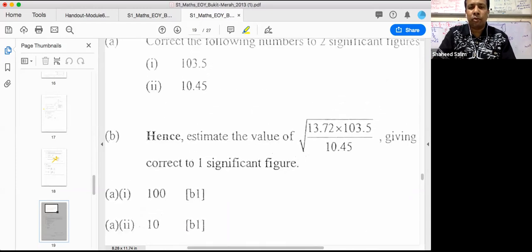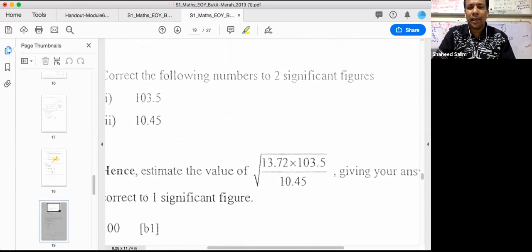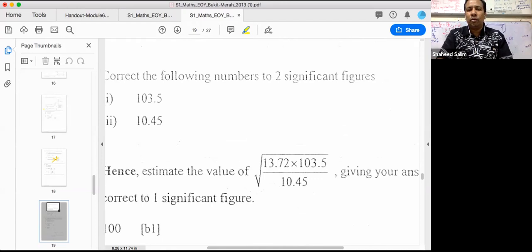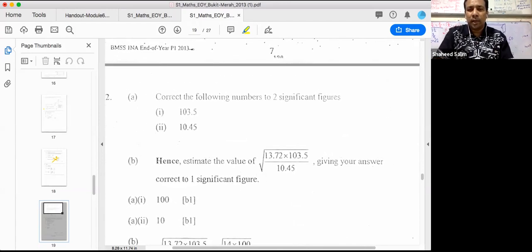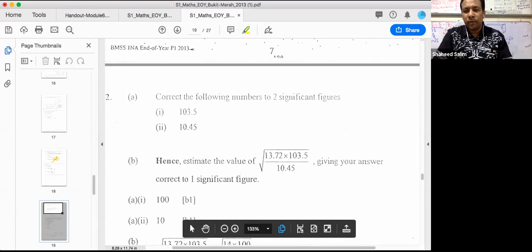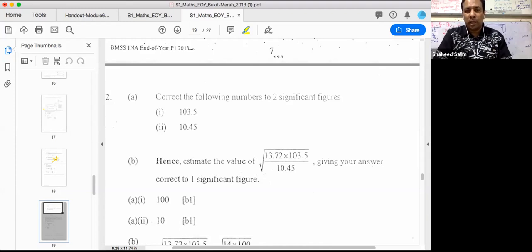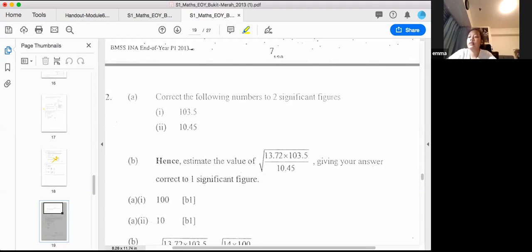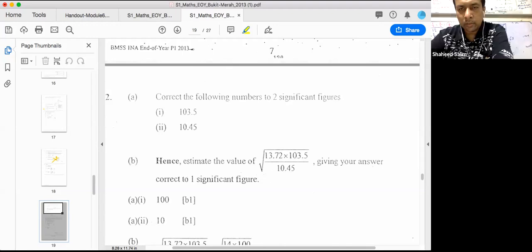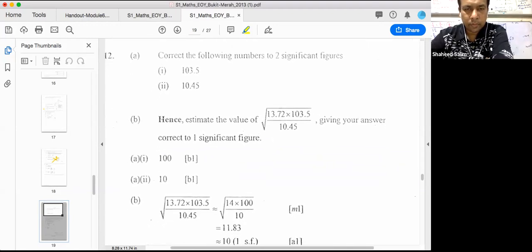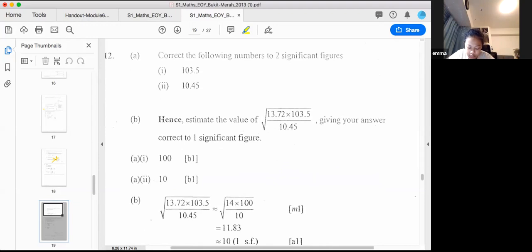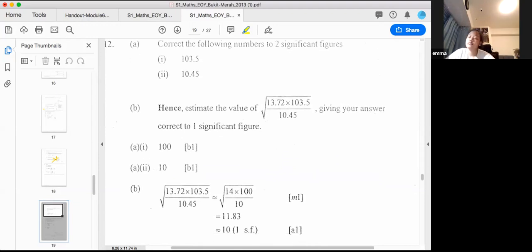Now for your B, they ask you to estimate the value to one significant figure. Estimate the value of this, giving your answer to one significant figure. Okay, now let us see. Your answer is 12. Okay, so they got 10.